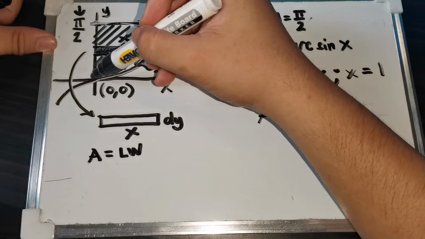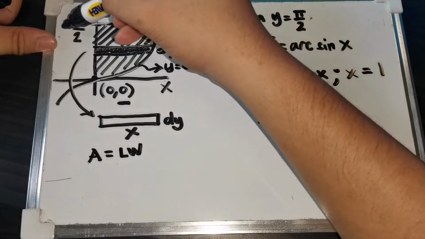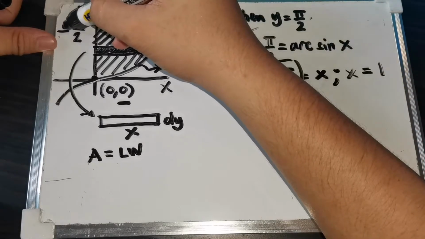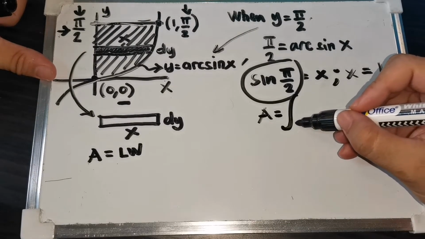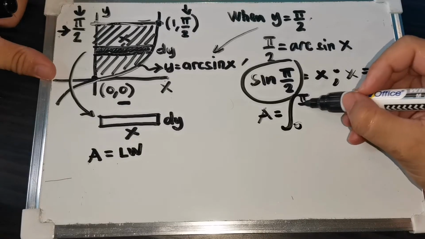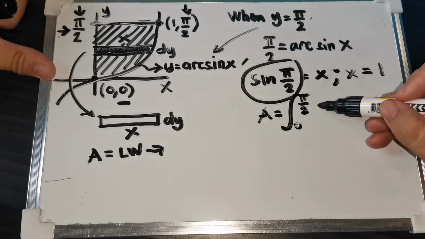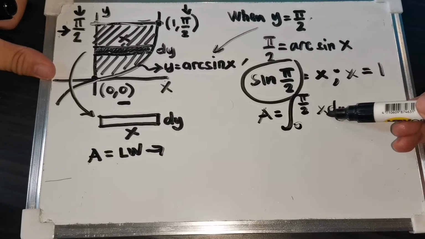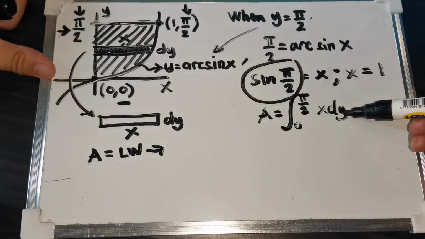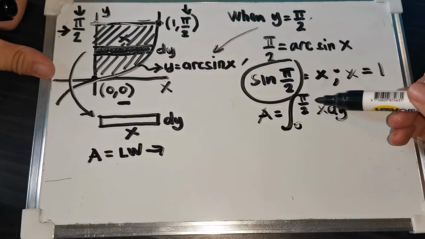We start from here, from 0, to π/2. That will be the highest point that we are considering in the graph. So now let's apply the concept of length times width. The area is equal to the integral of x dy, because that will be your length and this is your width, with limits from 0 to π/2.